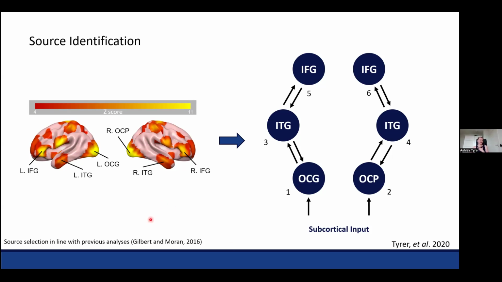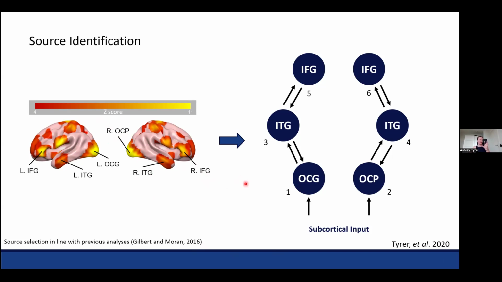Okay, so we identified in the left hemisphere inferior frontal gyrus, inferior temporal gyrus, and occipital gyrus, and then pretty much the same in the right hemisphere as well. Right occipital pole, right inferior temporal gyrus, and right inferior frontal gyrus. So the question now is, how does this exactly translate into a model that you're going to put into SPM?